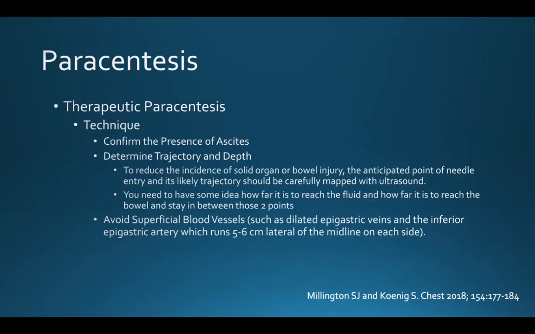And to reduce the incidence of solid organ or bowel injury, the anticipated point of needle entry and its likely trajectory should be carefully mapped out with ultrasound. You need to have some idea how far it is to reach the fluid and how far it is to reach the bowel and stay in between those 2 points. You can also try to avoid superficial blood vessels, such as dilated epigastric veins, which you can usually see, and the inferior epigastric artery, which runs about 5 to 6 centimeters lateral to the midline on each side.